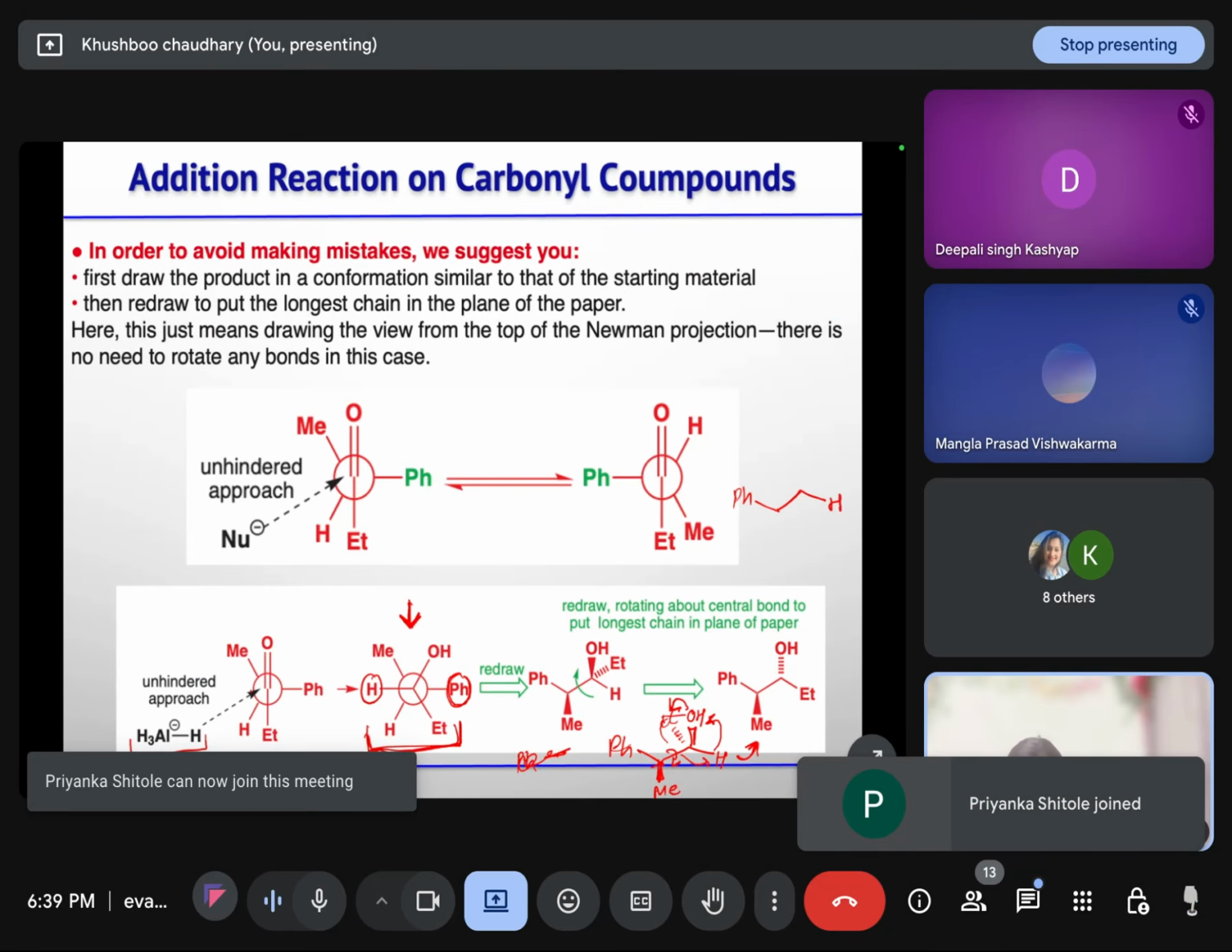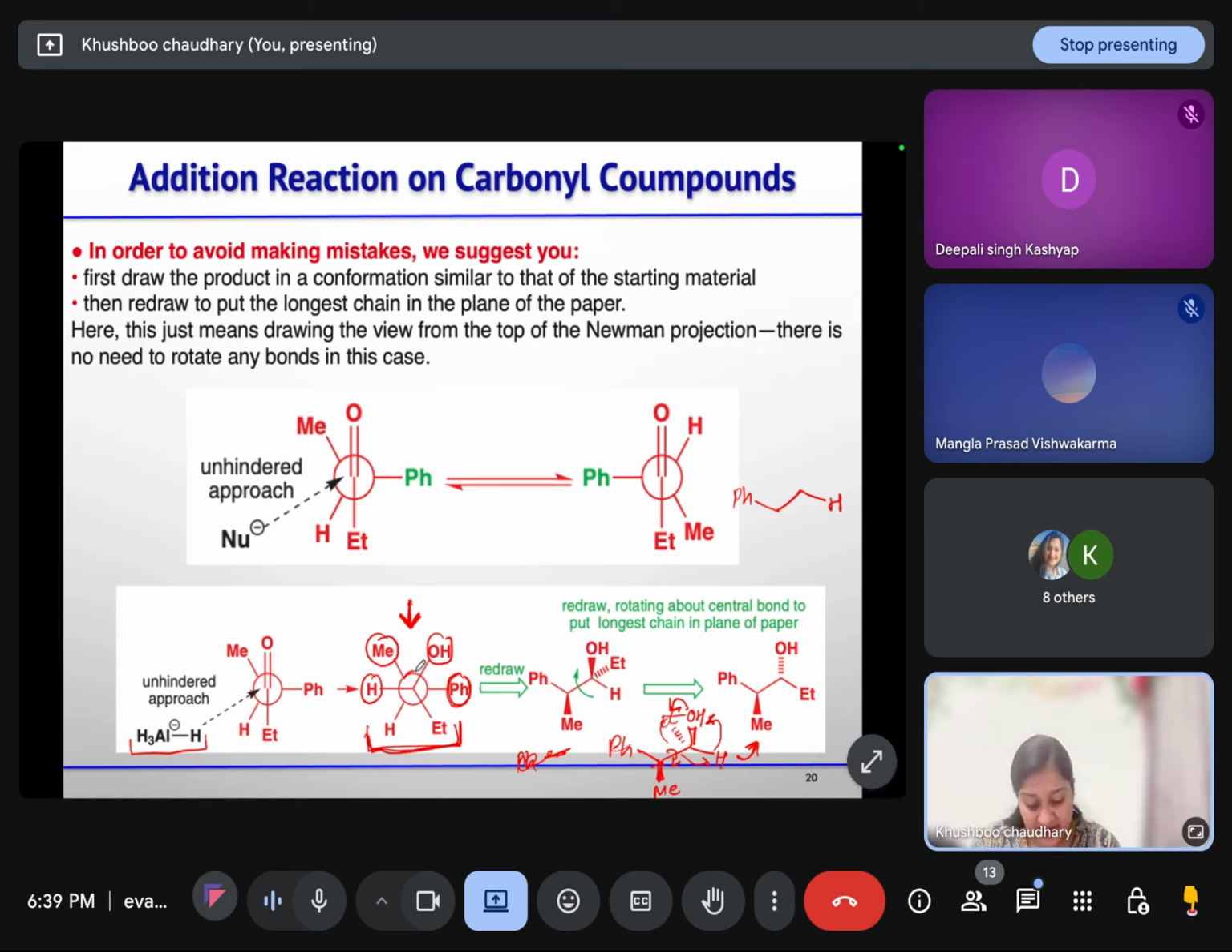Now, after placing this, if you are seeing from this side, your OH is above, methyl is above. Methyl is attached to the same carbon where your phenyl is there. So, attach your methyl above to the same carbon where we drew the phenyl. Okay? Then your OH is also at the same side, but it is attached to the carbon where your hydrogen is there. So, draw this OH above and this ethyl is below.